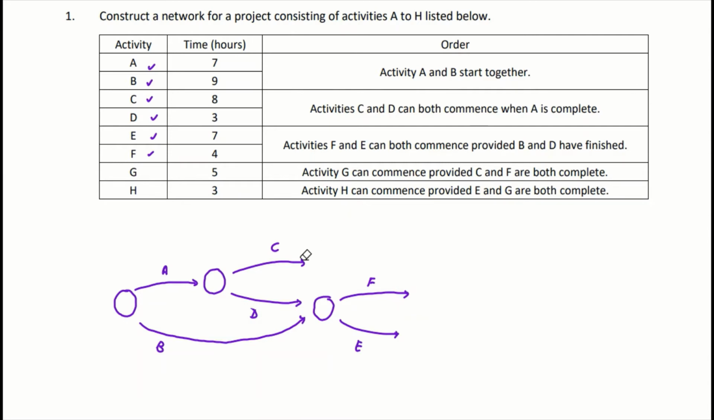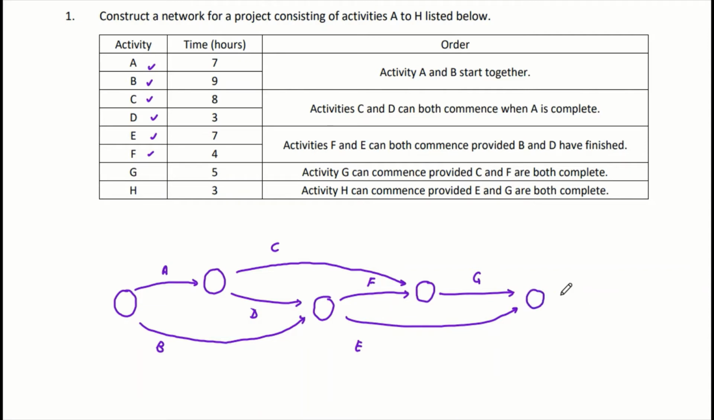So once C and F are completed, we need to prolong this one. Once C and F are completed, then you can start G. So checkpoint. C and F completed, then we start our G. Now, H can commence provided E and G are both completed. So E and G here, so I need to prolong my E again. So this will be the checkpoint where E and G are completed. Then now I can commence H.